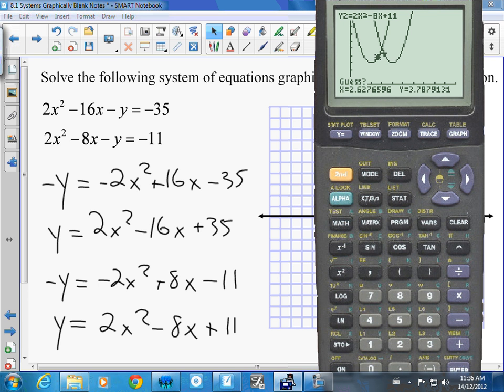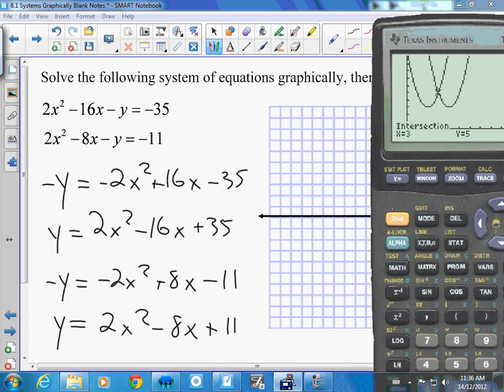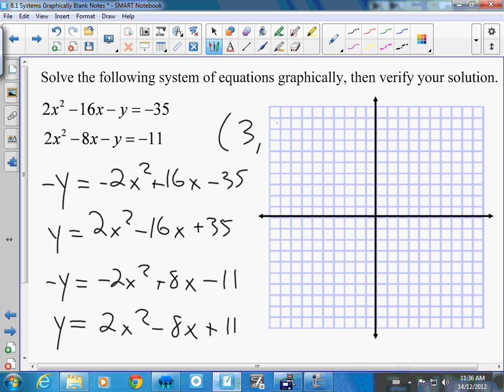And what's our guess? What do you think our guess is? 1, 3. No, there's no zeros. It's way up in the air. 3, 6, 3, 5, 3, 4. Oh, let's find out. What do we get? 3, 5. So our intersection point is (3, 5). That's our solution, right?